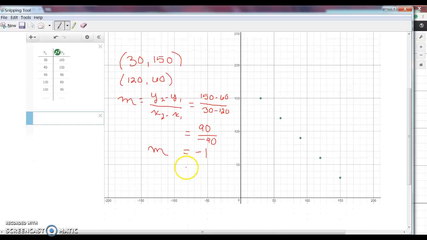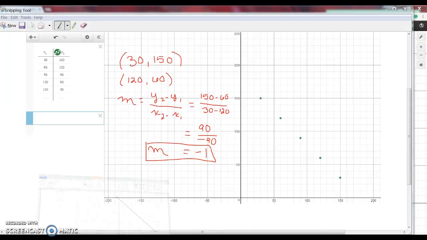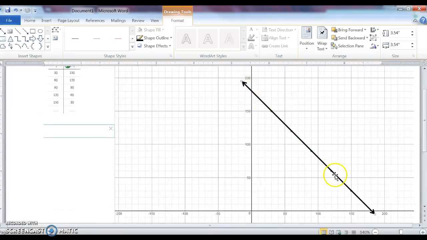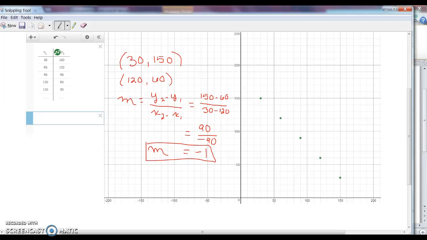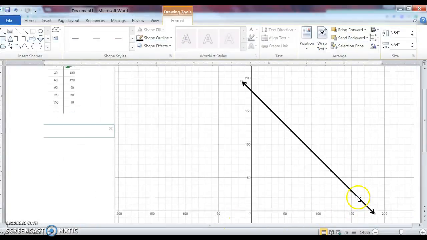Now, with that, we definitely want to keep that information. And that makes sense because if we look back at our line of best fit, it was going downward from left to right. That tells us a negative slope, which means we definitely want a negative value for that slope. Next thing we need to identify is a y-intercept.